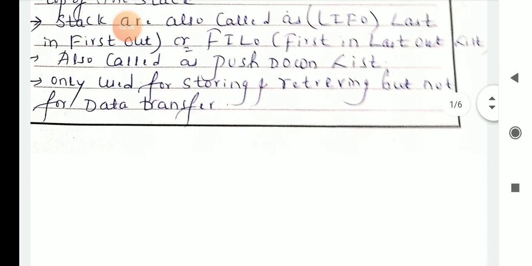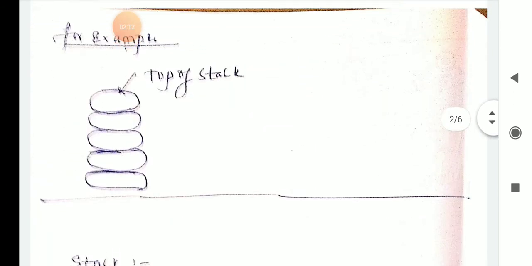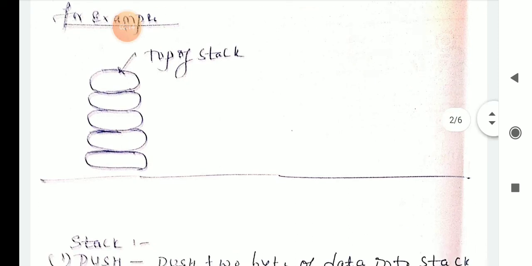So this is one example. As I already told, you take plates and arrange them in increasing order. Whatever plate is at the top of the stack, you remove one by one. That is the top of the stack.